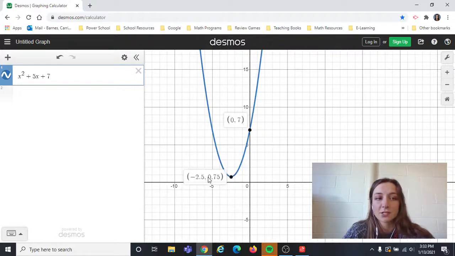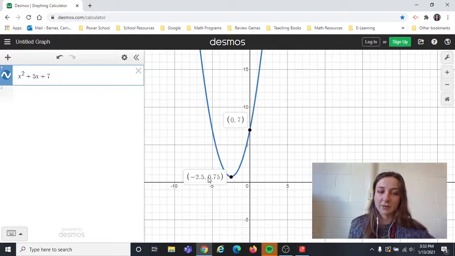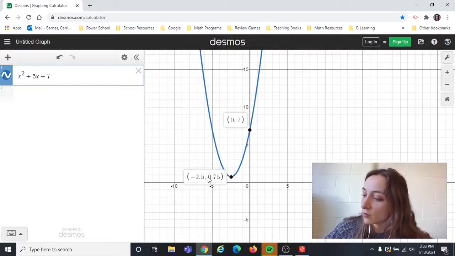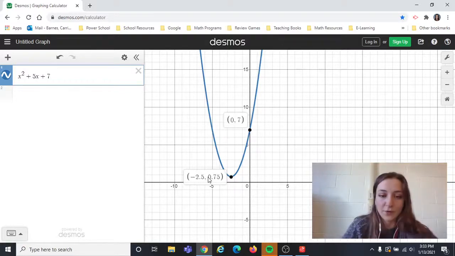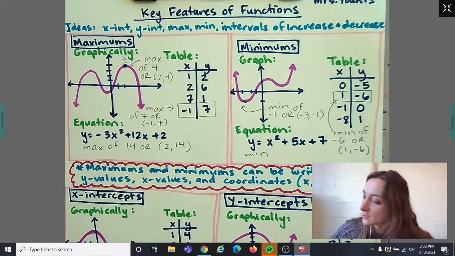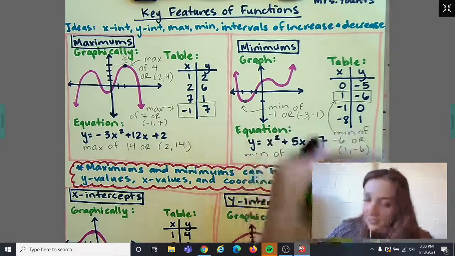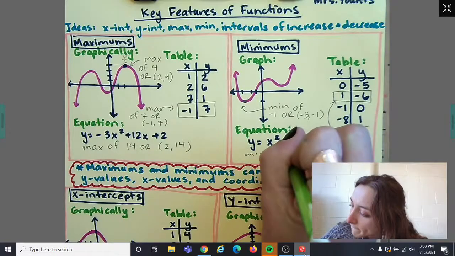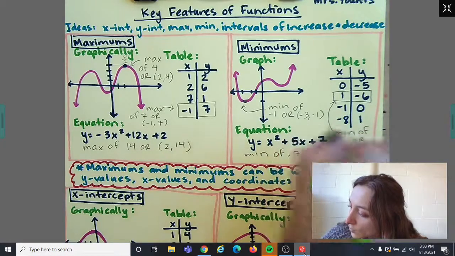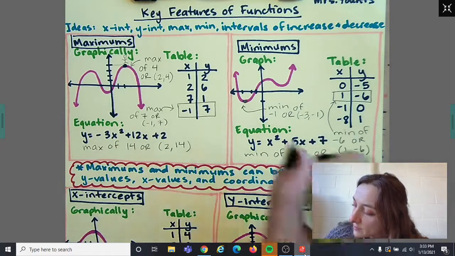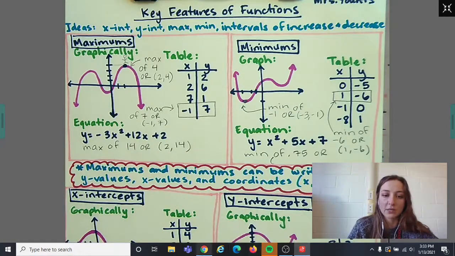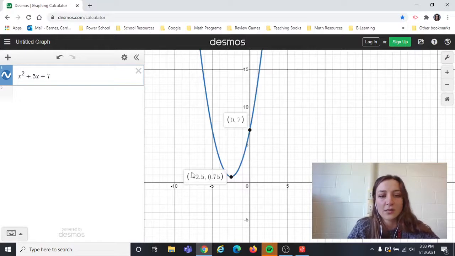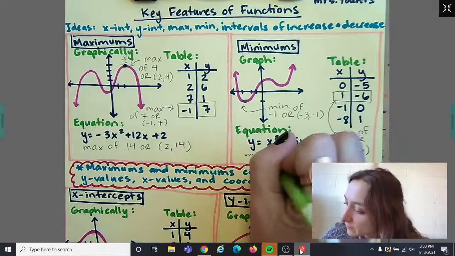So this minimum is occurring at a strange point, but let's not be scared by this point. We're only looking at the y value. So this has a minimum of, and the y value was 0.75. Or we could say that this minimum was occurring at the coordinate, which was -2.5, 0.75.